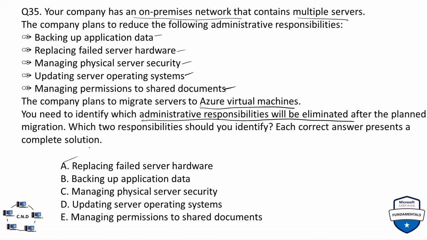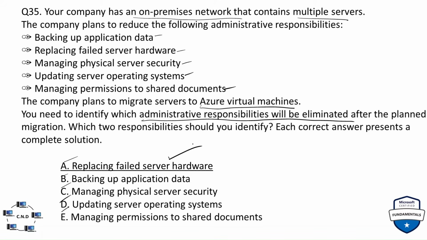And the options are A, replacing failed hardware. Option B, backing up application data. C, managing physical hardware security. D, updating server operating systems. And E, managing permission to share documents. And the correct options are replacing failed server hardware.